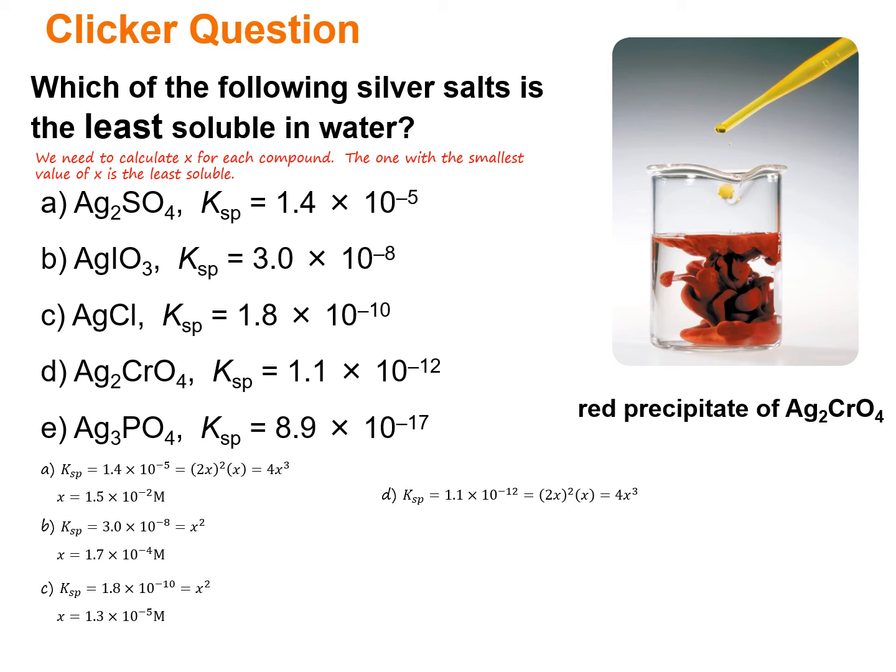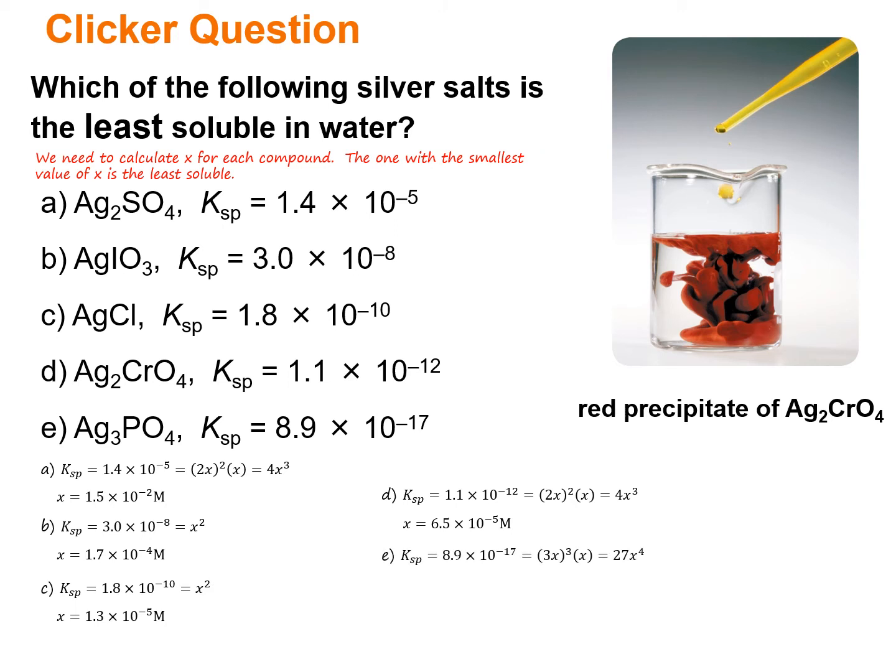We know that the chromate is going to break into one piece, and the silver is breaking into two. So we get a 2x squared times x, which gives us 4x cubed. Solving for that x value, we end up with 6.5 times 10 to the minus 5 molar.